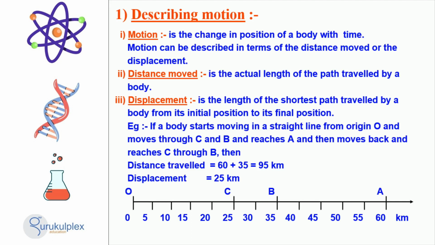Distance moved is the length of the path an object travels, while displacement is the shortest distance between an object's initial position and its final position. To explain this further, if an object begins at its origin O and travels to point C, then stops and goes back to point A and returns to point C, the distance traveled will be 95 kilometers, while the displacement will be 25 kilometers.